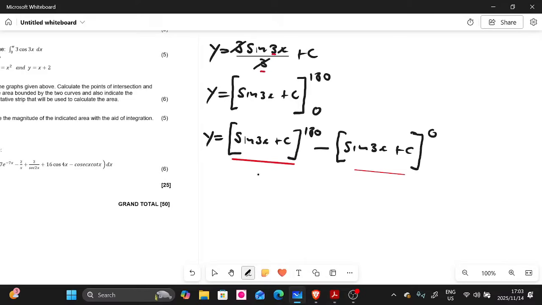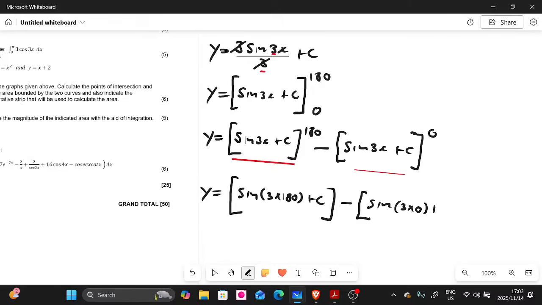All right. So from here, what do we do now? Now we substitute x with the limit. So we have sine, right, 3 multiplied by 180 degrees. Remember, 3 multiplied by x. So instead of multiplying by x, we multiply by 180 plus c. There we go. Then we have the second bracket of the lower limit there. Wherever there is x, we substitute 0. So you're going to have 3 multiplied by 0 plus c. There we go. Hope we are still together, people.